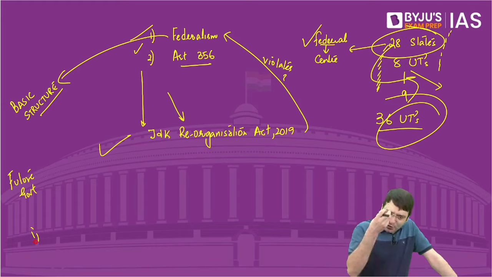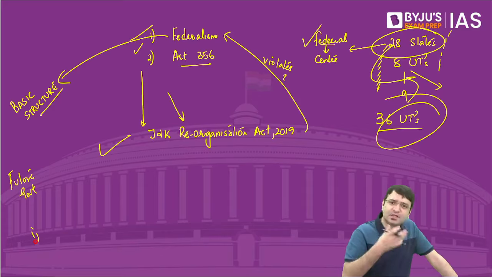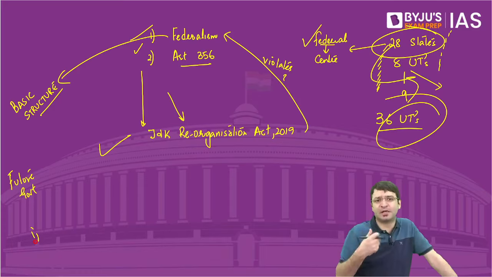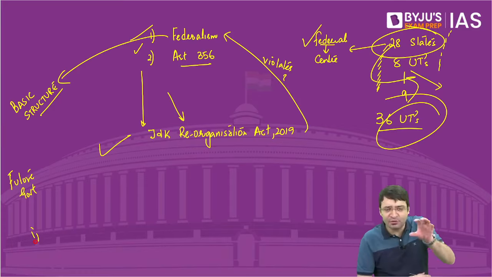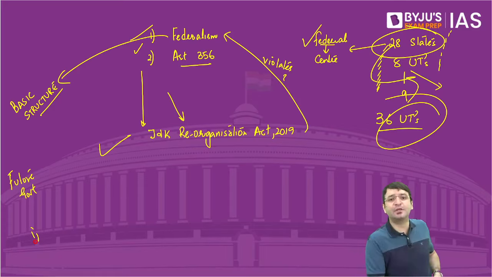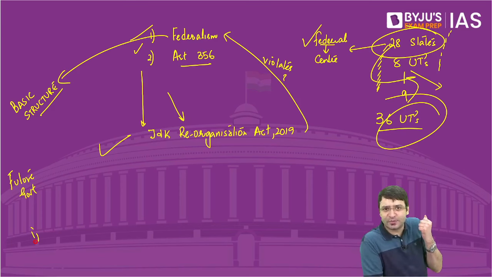And Parliament has used Article 3 genuinely. In the sense, yes, the bill was passed, but it was passed by majority. You can't say that the bill was not passed by majority. It was passed by majority, then sent to the president. The President signed this. Even if you say that the views of the Jammu and Kashmir Legislative Assembly were not taken, because there was no Jammu and Kashmir Legislative Assembly, because the state was under president's rule.